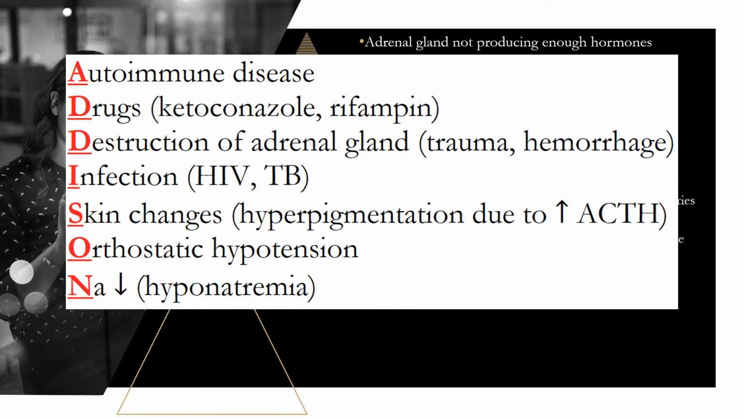I in Addison stands for infection, which makes you think of HIV and TB. Remember, those are the most common causes in developing countries. S stands for skin changes, and that's the hyperpigmentation you'll see in the skin in Addison's only, not in secondary, and that's due to the increased ACTH. Remember, Addison's has an increased ACTH because the adrenal gland is not producing enough cortisol, so you have an increased ACTH to try to compensate for that. And that increase in ACTH increases the melanin, and that's what causes your hyperpigmentation, only seen in Addison's.